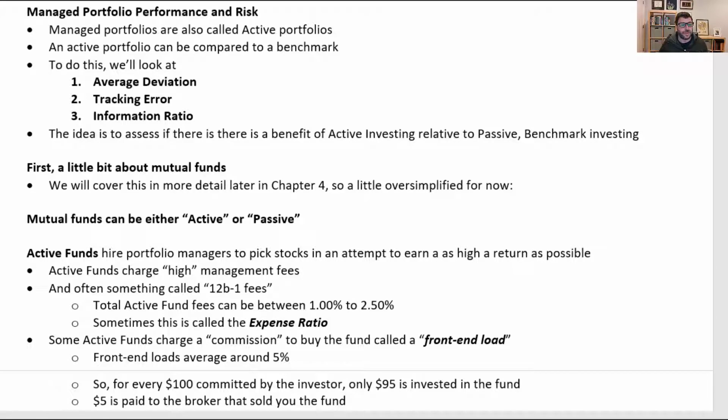The next thing we'll do is a little bit of a change in direction from what we've been doing so far. The idea is that we're talking about indexing and index portfolios. Let's look at this idea of a managed portfolio, its performance and risk, and we'll do so relative to an indexed portfolio. Managed portfolios are also called active portfolios, and an active portfolio can be compared to a benchmark. The way we'll do this comparison is we'll look at the average deviation from the benchmark, the tracking error, and something called the information ratio. We'll define and calculate all of these. The idea is to assess if there is a benefit of active investing relative to passive benchmark investing.